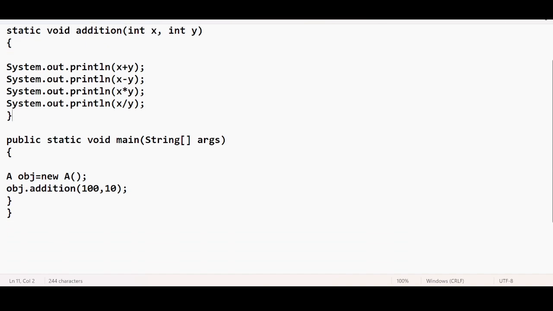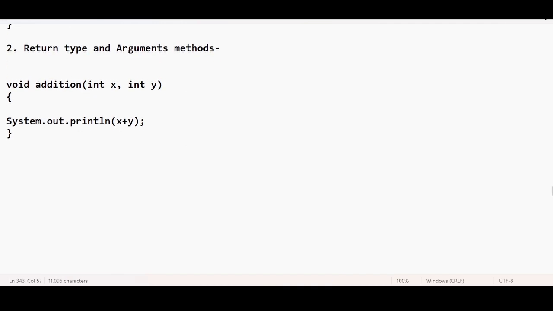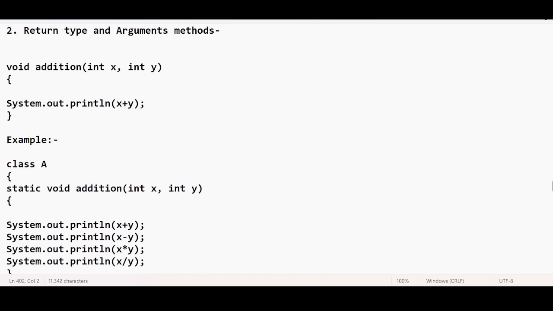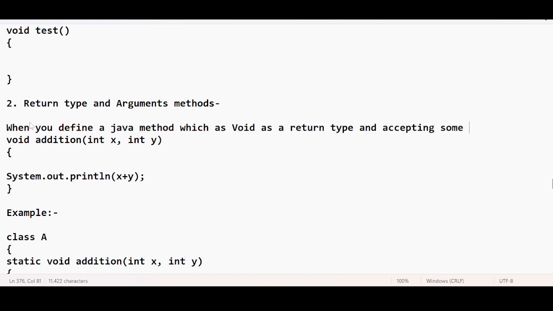So this is making some sense now. Let me copy this example and place it here. So I can say that when you define a Java method which has void as a return type and accepts some arguments.